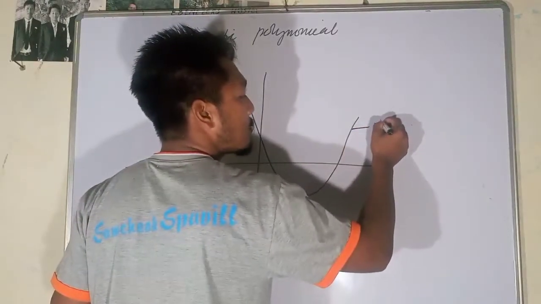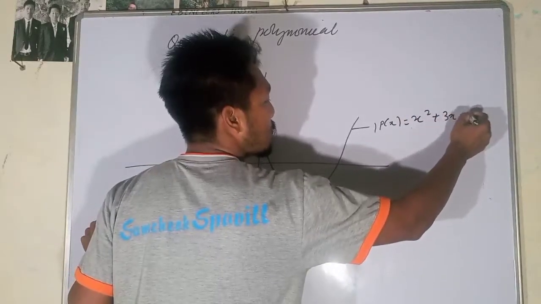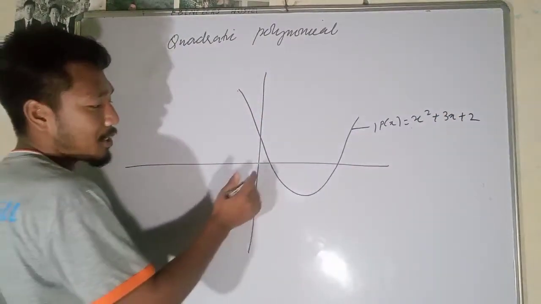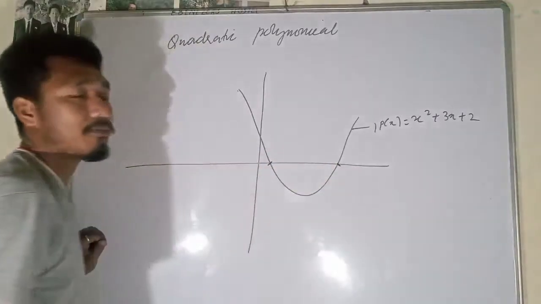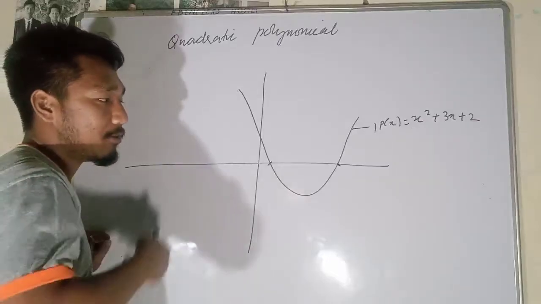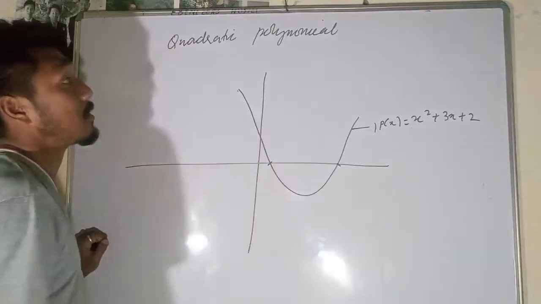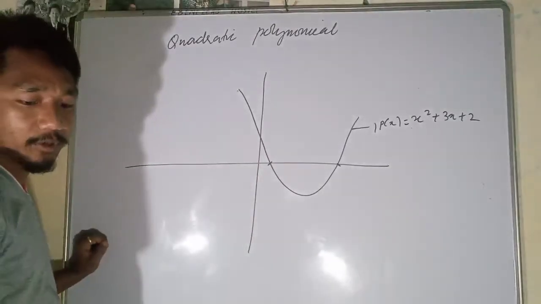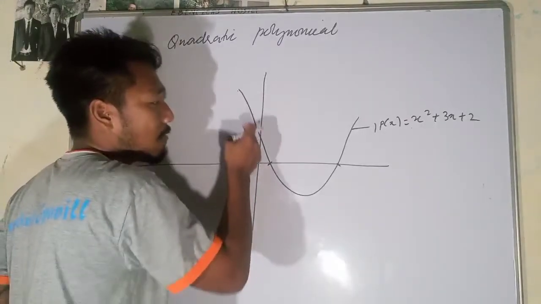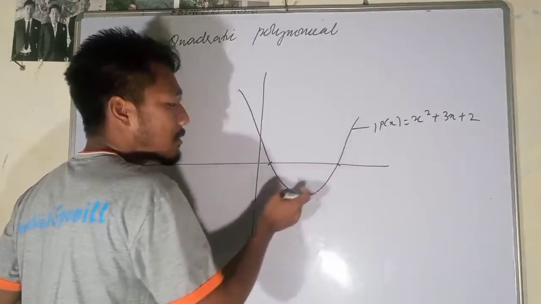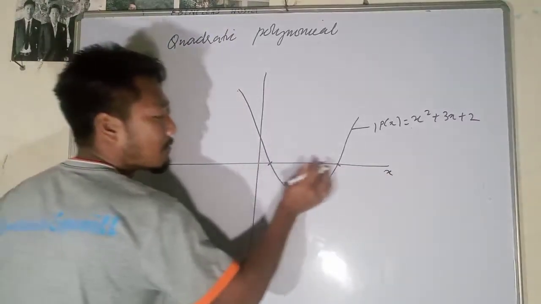Let's say p(x) is equal to x squared plus 3x plus 2. This graph is touching the x-axis at this one point and this point. That means these are two zeros of the polynomial in terms of geometrical meaning. If the parabola is touching the x-axis, that means it has 2 zeros.